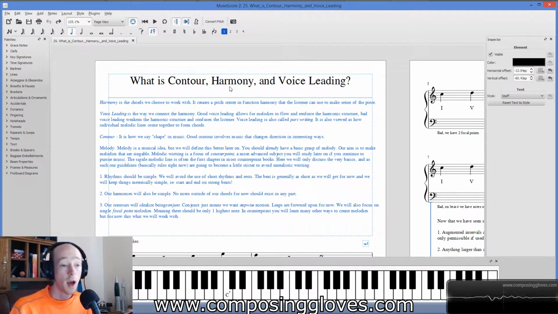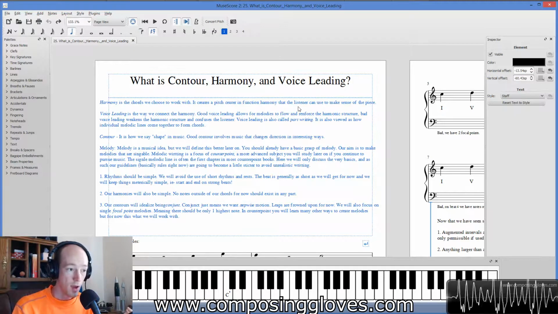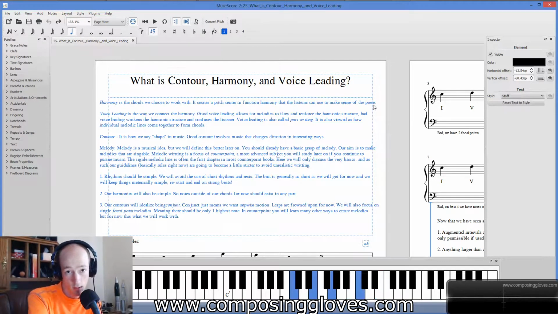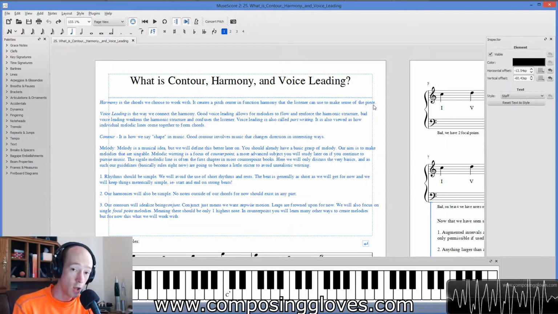So harmony, I have it right here. Harmony is the chords we choose to work with. It creates a pitch center and functional harmony that the listener can use to make sense of the piece. So what the heck do I mean by that? Well, let's say we're running around in C major. You see how that wants to go back to C? So I played C major, F, G, C. I'm using jobs that each of these chords have when I'm working in a key.